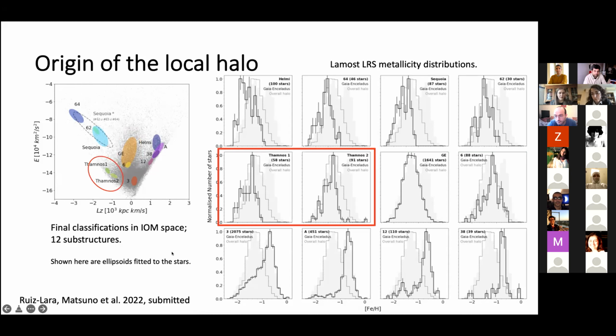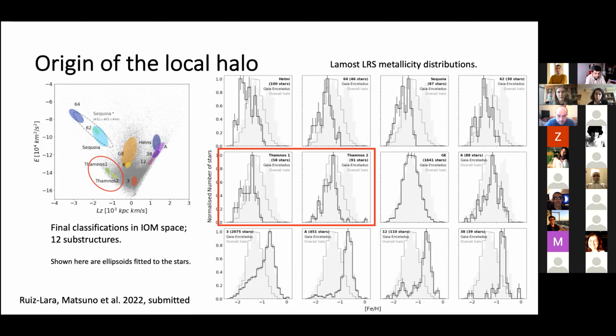Then we have Thamnos 1 and 2. These were 2 dwarf galaxies, well, we think these are 2 dwarf galaxies that were found in previous studies, but in the results of our clustering algorithm, when we look at the 3 clusters that were in this space, 2 of them seem to agree quite well with each other, and one of them has slightly different integrals of motion, as well as slightly different metallicities. But it's a lower number of stars, so again more work is needed to know whether these are different.